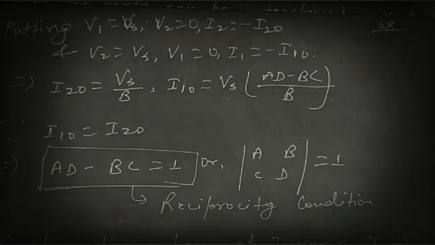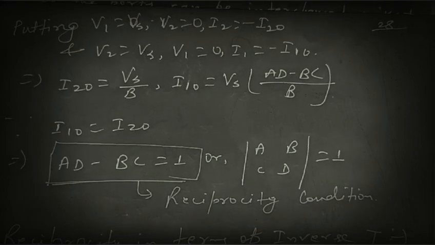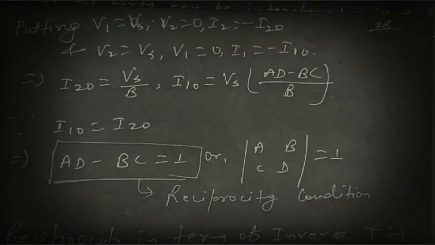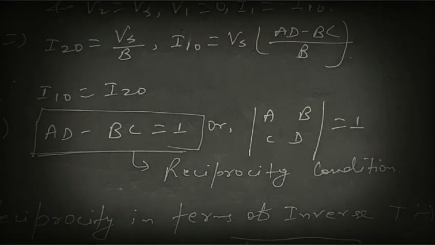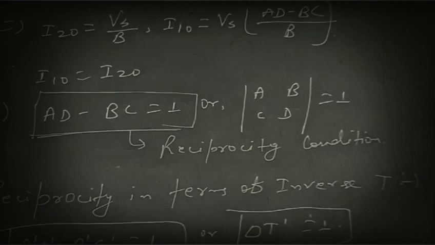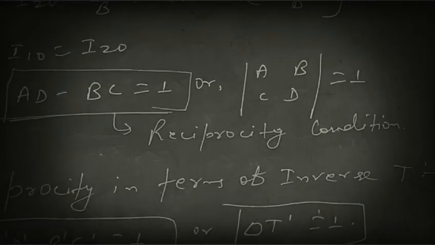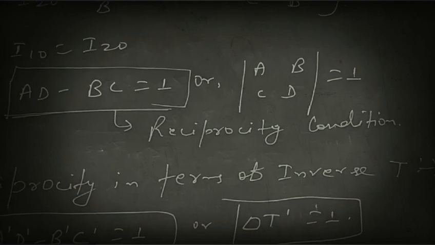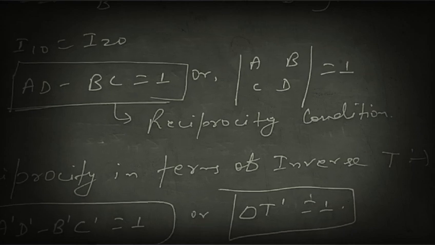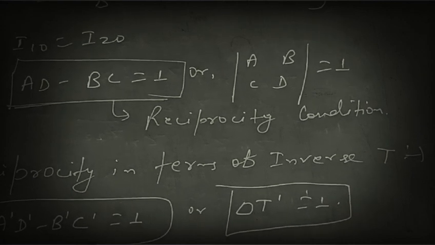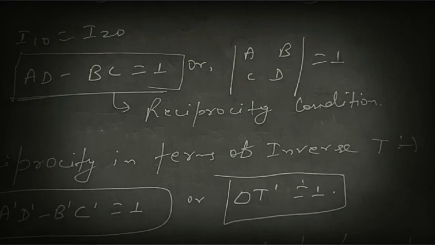From here we get I2 naught equal to Vs divided by B and I1 naught equal to Vs into (AD minus BC) divided by B. So for being the reciprocal, I1 naught should be equal to I2 naught. From here we get AD minus BC equal to 1. So this is the condition of reciprocity in the case of ABCD parameters or transmission parameters, that is AD minus BC should be equal to 1, or we can simply say the determinant of ABCD matrix should be equal to 1.